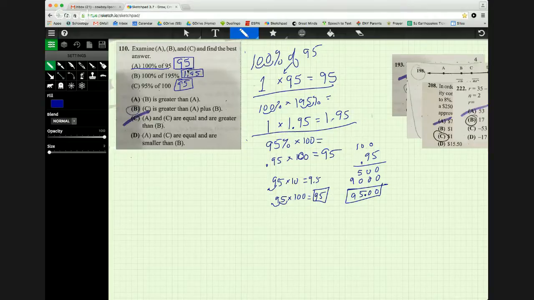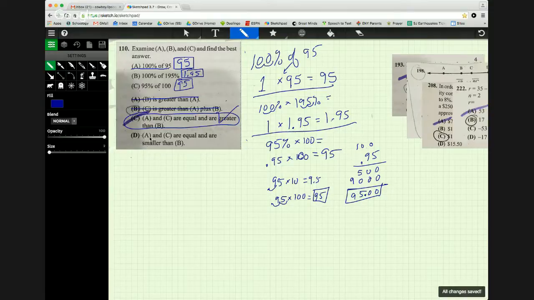Well, is B greater than A? Well, no, that's not true. C is greater than A plus B. Well, no, 95 is not greater than 95 plus 1.95. A and C are equal and are greater than B. Well, we know that that one's true. Yes. Check. That one's true.